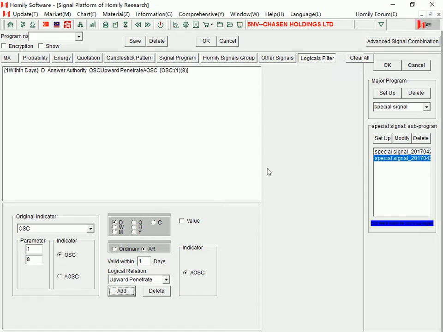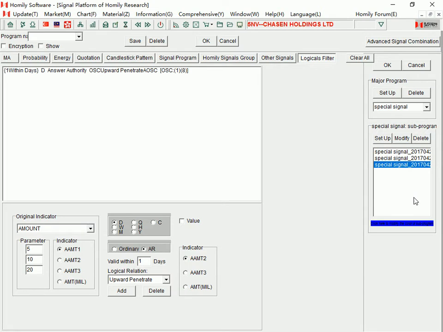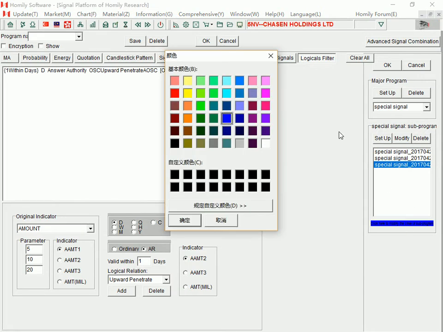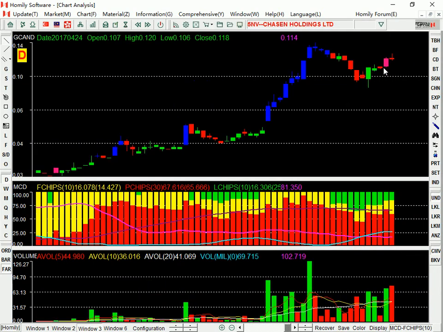We finish these steps, then we click set up again. The important thing is change the color. How to change the color? 1, 2, 3, click the third one. Then click the color again. Change to the pink color. Click the pink color, then we click OK. Then modify. So already finished. Then we click OK. Then you will see some colors in the chart.